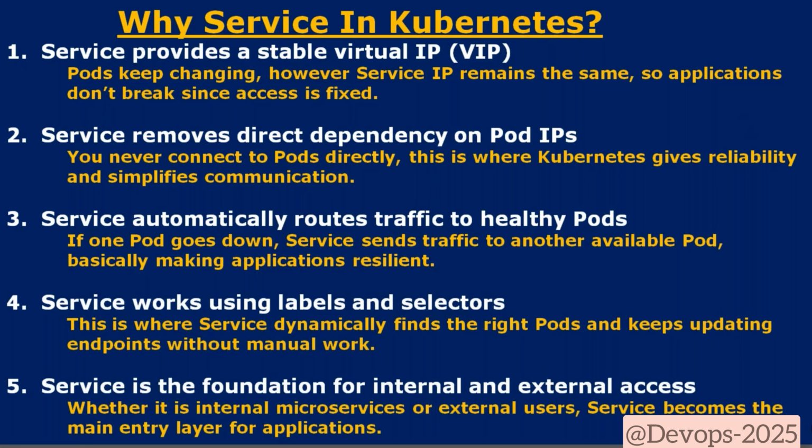Now let's understand how a service connects to pods internally. Service works using labels and selectors. Pods are created with labels, and the service is created with selectors. The service continuously scans the cluster and finds all the pods whose labels match. Those pods become endpoints of the service. Whenever traffic comes to the service IP, Kubernetes forwards that traffic to one of these pods. So the service never depends on one pod. It always works with a dynamic group of pods. This is where Kubernetes achieves routing and distribution.